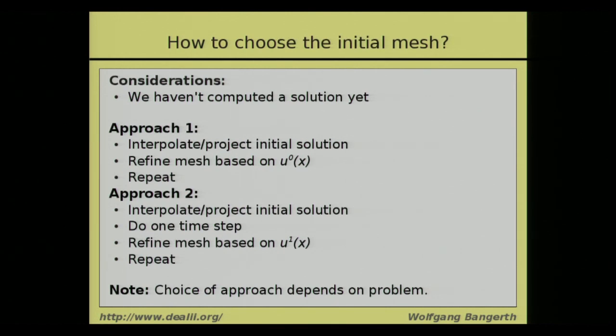Which one you want to choose depends a little bit on the problem. In the problem that we're going to solve in step 26, the initial solution is 0. The solution is exclusively driven through the right-hand side of the equation. So if I wanted to use approach number 1, where I look at the initial values and refine based on that to get the next mesh, it's not going to work because the solution is 0. So the only possibility in that case would be that I do one time step, I refine the mesh, and I go back and repeat the first time step on that. Okay, so that's what we're going to do.